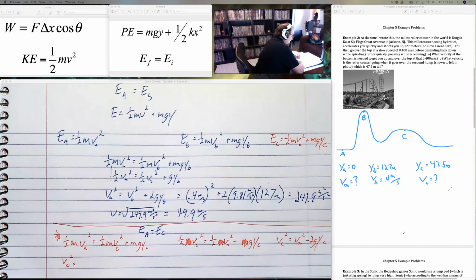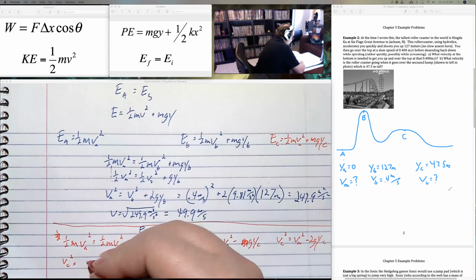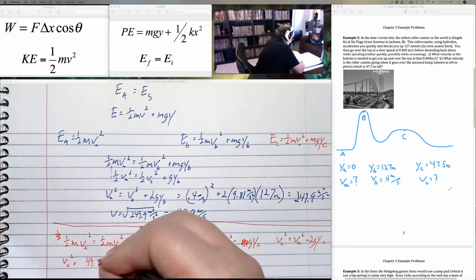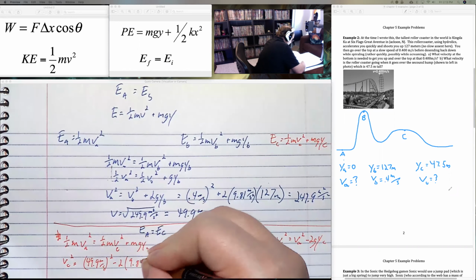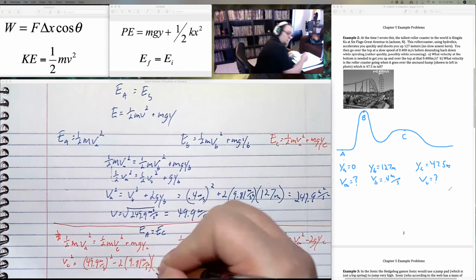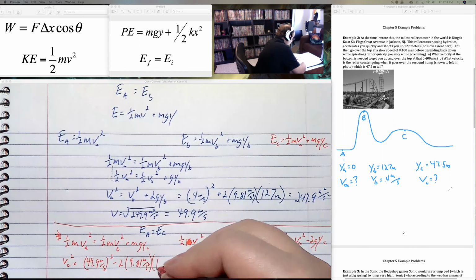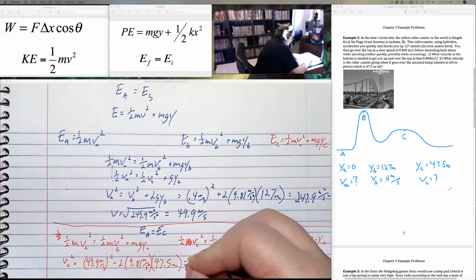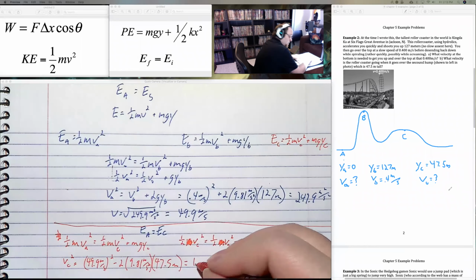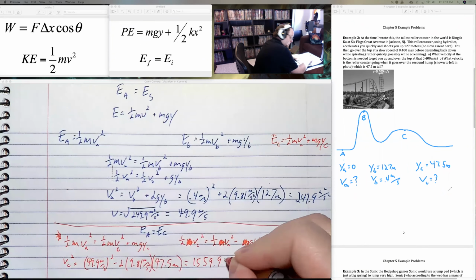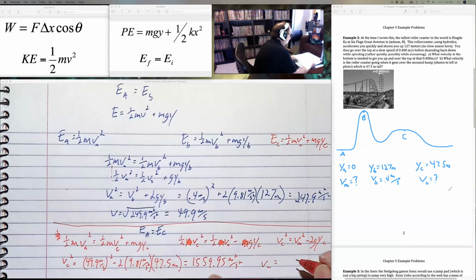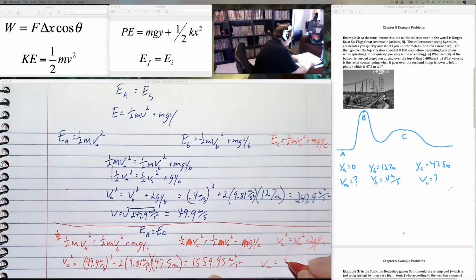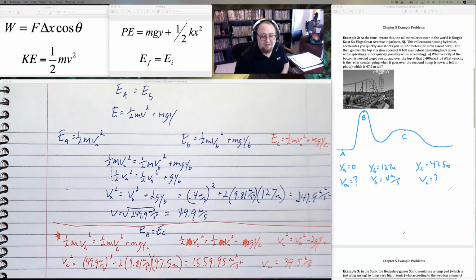VA, what was VA? 49.9. And so VC is then the square root of this. I'm not going to bother writing that out. And I can get a value.